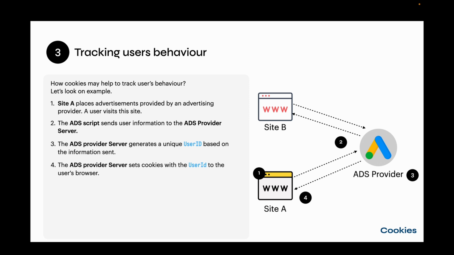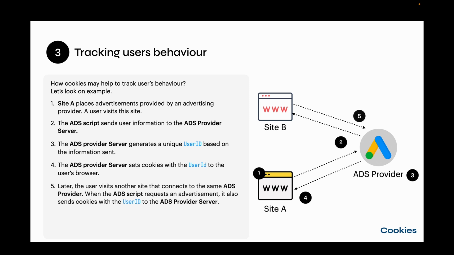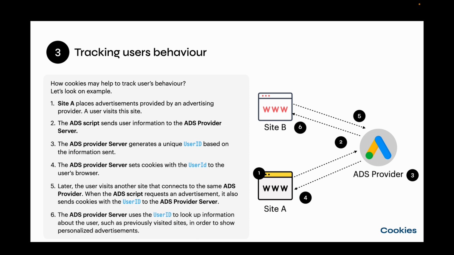Later, the user visits another site that connects to the same provider. When the advertisement script requests an advertisement, it also sends cookies with the user ID to the provider server. Provider server uses the user ID to look up the information about the user, such as previously visited sites, to show personalized advertisements.